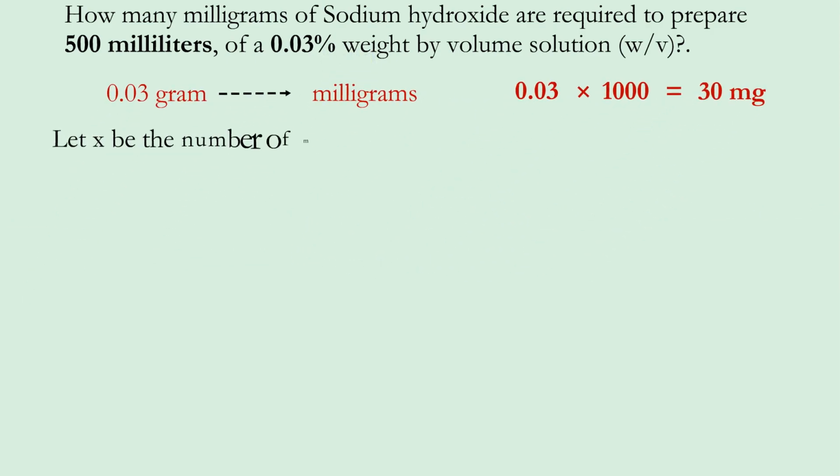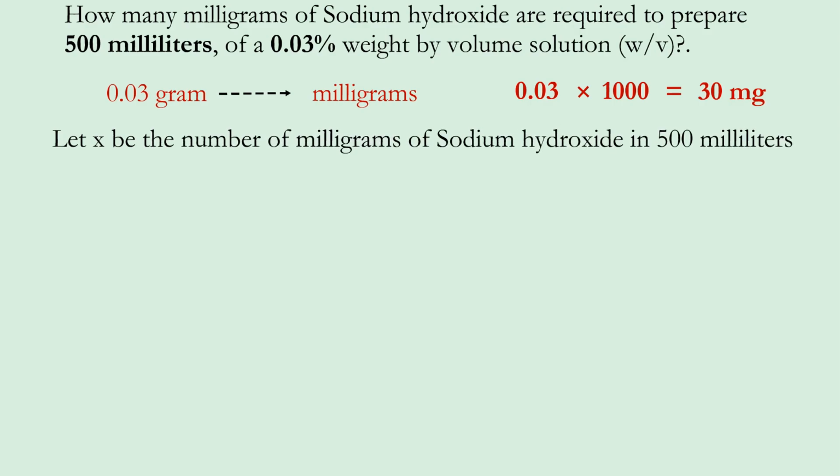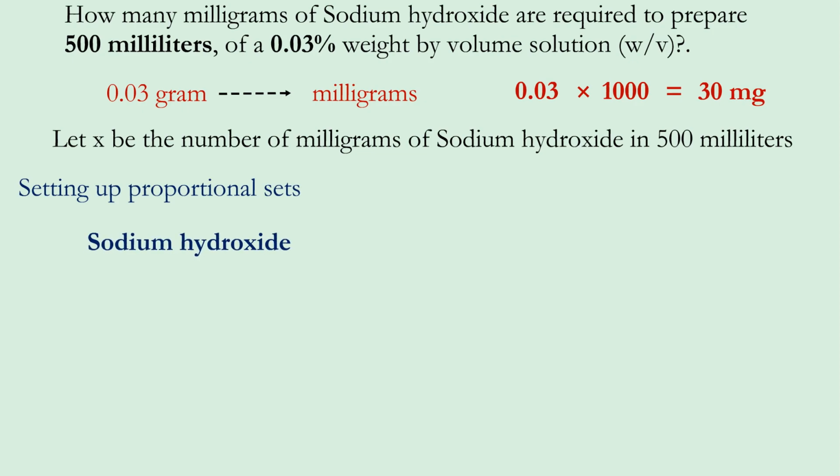Now, let X be the number of milligrams of sodium hydroxide in 500 milliliters. Setting up proportional sets. Sodium hydroxide, milligram, is the ingredient, and we have to calculate it. So, we can consider this as X. The corresponding product we need is 500 milliliters of solution. Already we have seen that 30 milligrams of sodium hydroxide is present in 100 milliliters of product through the problem.